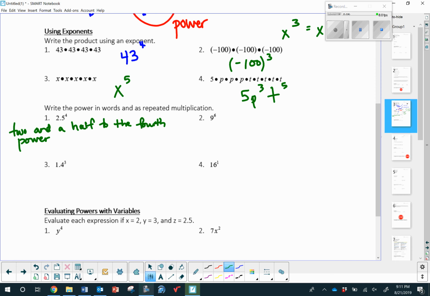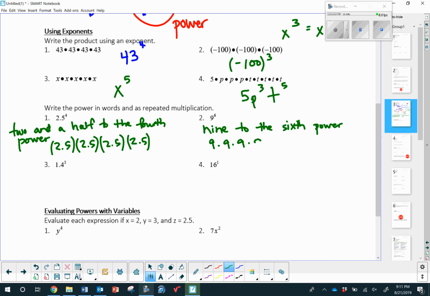So 2.5 to the 4th power. That is just simply 2.5 as my base 4 times. All right, looking at number 2, that is just simply 9 to the 6th power. For 9 times 9 times 9 times 9 times 9. How many is that? 1, 2, 3, 4, 5, 6.